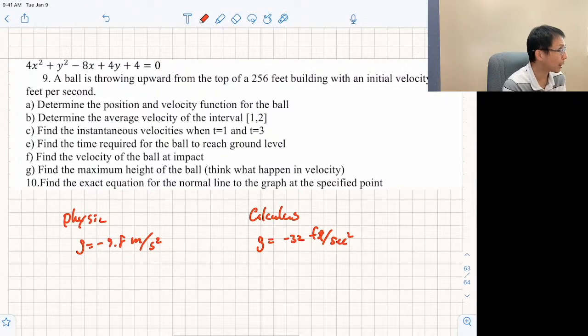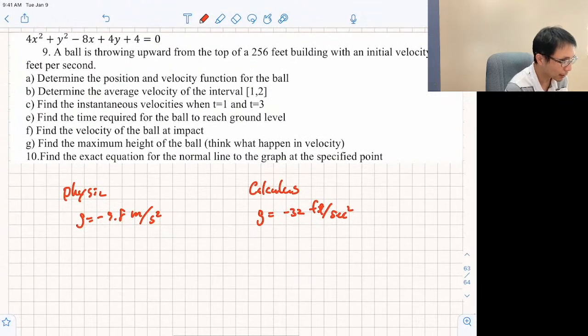And do you guys know the gravitational force on the moon? 1/6 of that. Yeah, 1/6 of that. Good job. So every time you jump, you're going to jump a lot higher, and you cannot run as fast because you'll be bouncing. So that's just the way it is. So physics is going to be negative 9.8 meters per second squared, and in feet per second squared, it's going to be negative 32 feet per second squared. Okay, so that's a basic understanding.